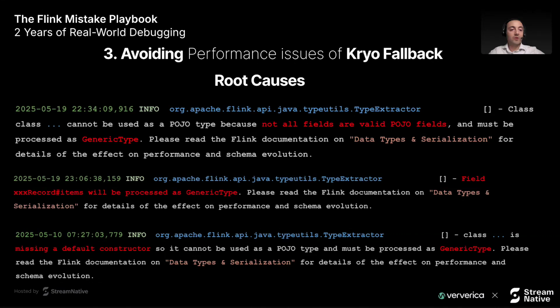And then you can see logs like "class dot is missing a default constructor, so it cannot be used as a POJO type and must be processed as a generic type." These are all info type logs, so users can easily overlook these kinds of logs, but they impact Flink application throughput and latency too much. So it is really crucial to catch these occurrences and apply the necessary logic to keep our Flink applications performing at their best.